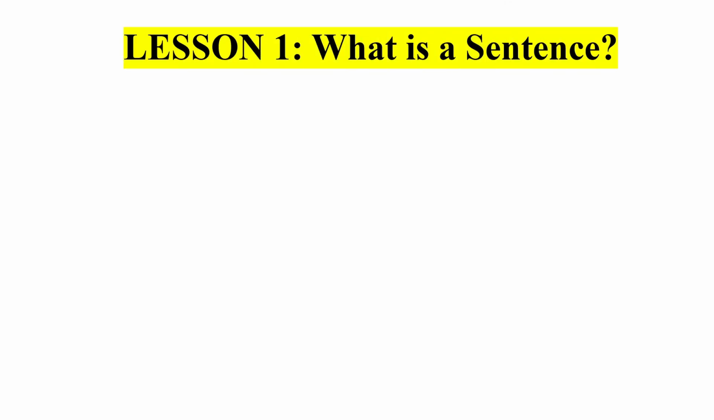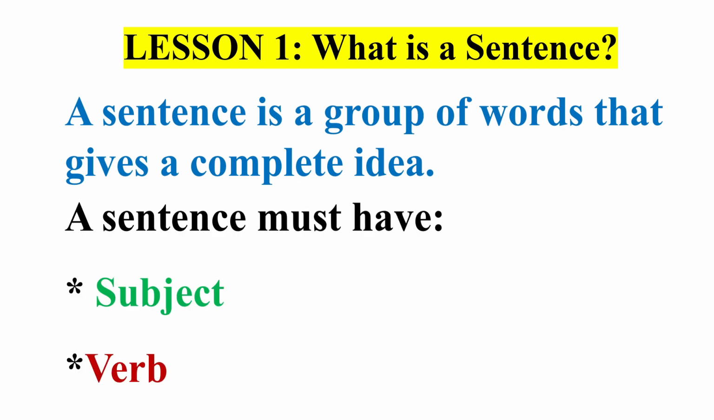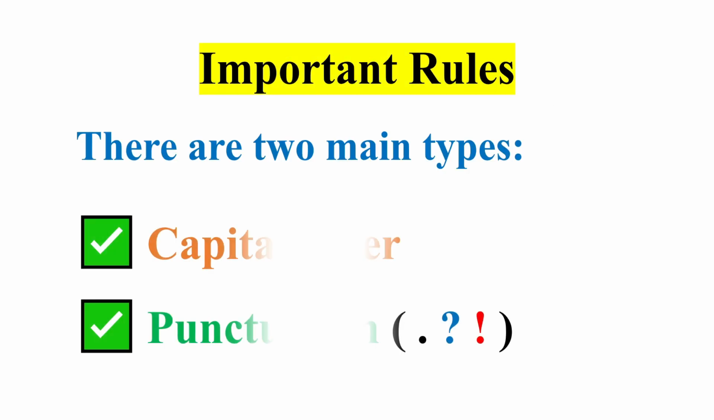Let us get started. So first, let us understand what a sentence is. A sentence is a group of words that gives a complete idea. That means when you read it, the message is clear, isn't it? And every sentence must have a subject and a verb. Without this, it is not a sentence, alright? Also remember everyone, every sentence starts with a capital letter and ends with punctuation like a full stop, question mark or exclamation mark. So I hope you understand about this clearly.